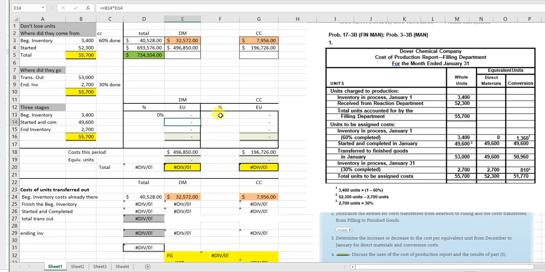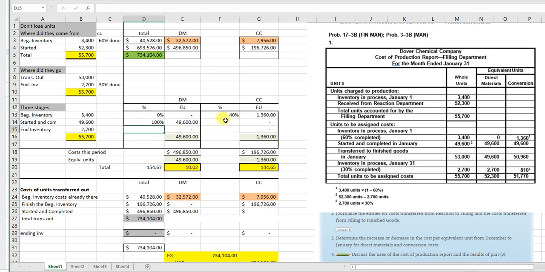Okay? Then, what percent of them did I have to finish as far as conversion costs? Well, if they were 60% done when you walked in the door, they're now 40%. You need 40% to finish. So I have 1,360. And again, this number is simply 3,400 times 40%. So you can see 3,400, 0, 1,360. Same as their answer. If you started something and finished something, it's 100% done. Okay? Again, if you start a race and you finish a race, you did 100% of the race. So that one's the easy line.